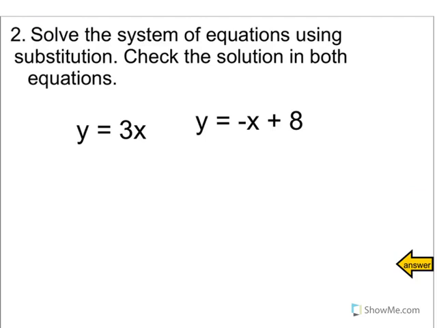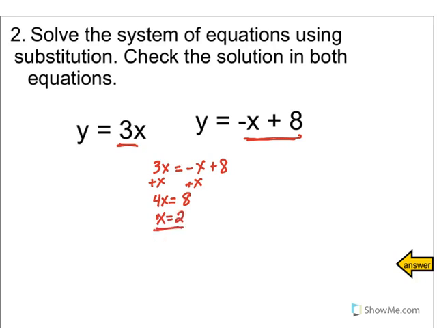Again, we have a similar problem. y equals 3x and y equals negative x plus 8. Because 3x is equal to y and negative x plus 8 is equal to y, that means that they equal each other. So I can set up a third equation, where 3x is equal to negative x plus 8. Again, if I add x to both sides, I'm solving this for x now. 4x equals 8. That means x is going to be equal to 2.